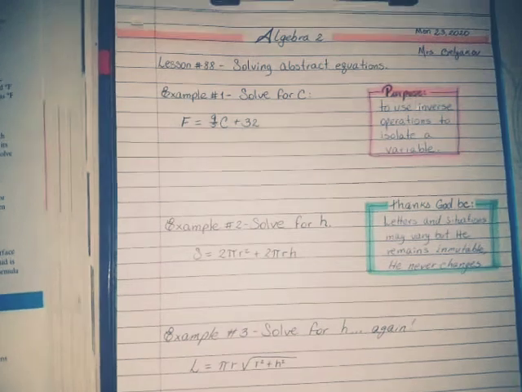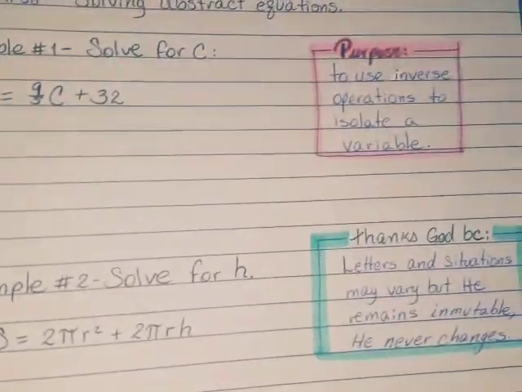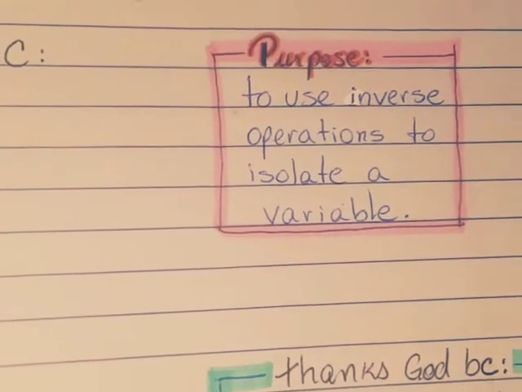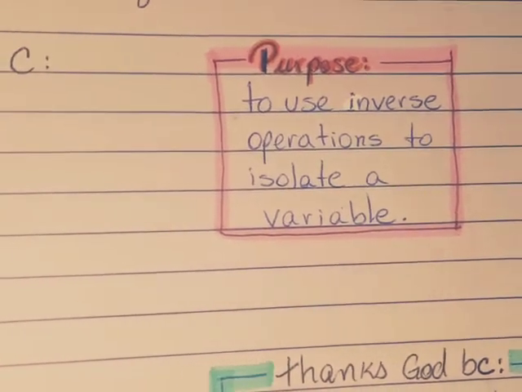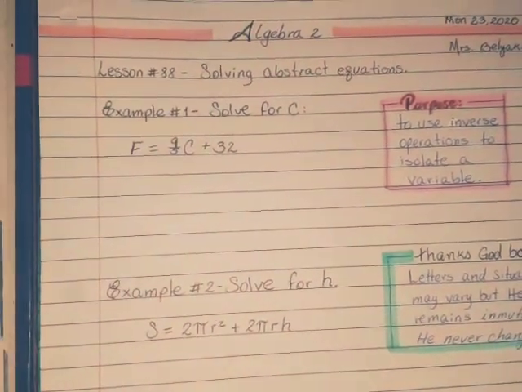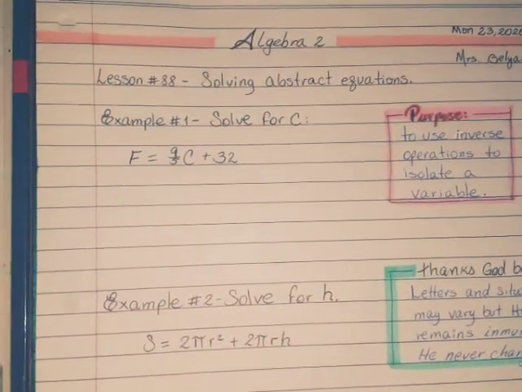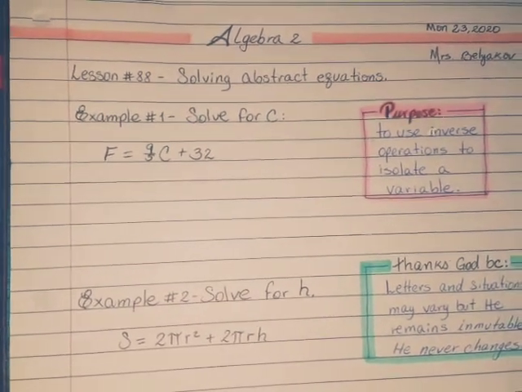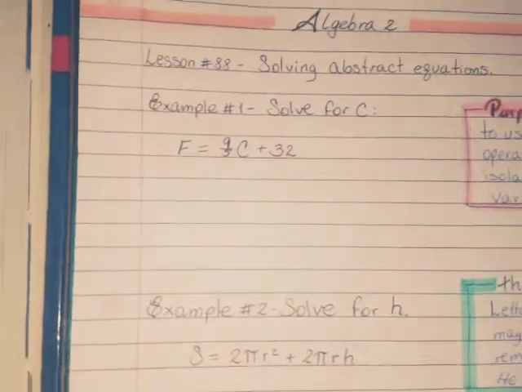Today's lesson is solving abstract equations. The purpose of this lesson is to use inverse operations to isolate a variable. So at the end, we're not going to have a number as a result, but another equation. I'm going to explain 3 examples of this lesson, which are in your Algebra 2 Saxon book. Let's see example number 1.